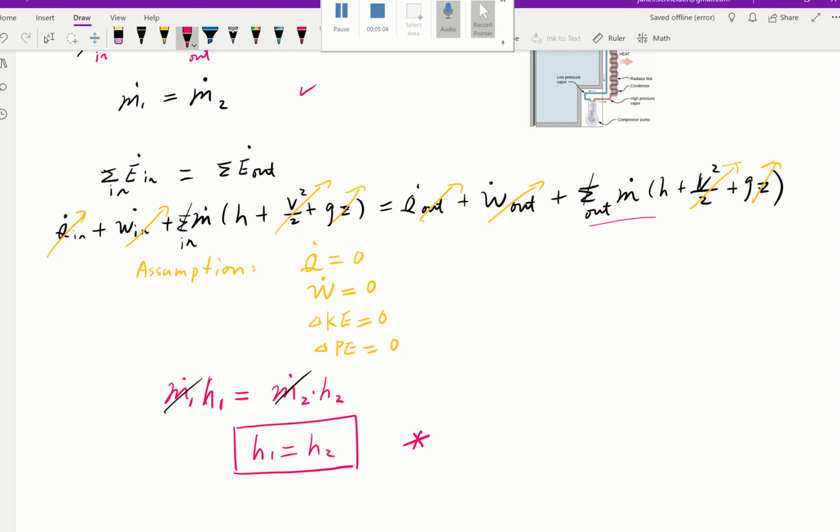h1 equal to h2 means it's going to be isenthalpic. Iso means the same, so an isenthalpic process means the enthalpy stays the same.